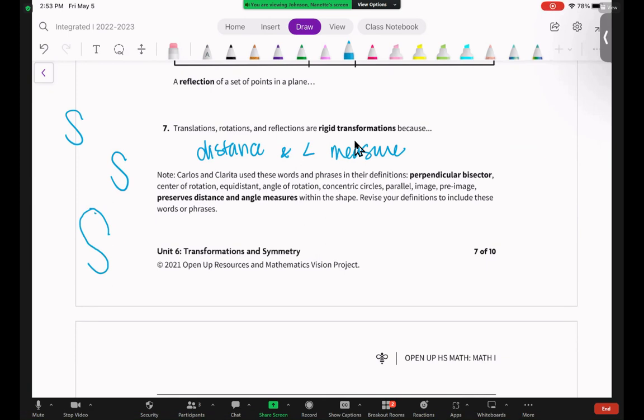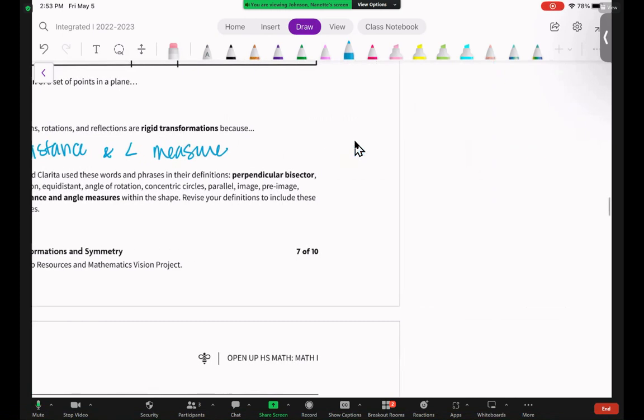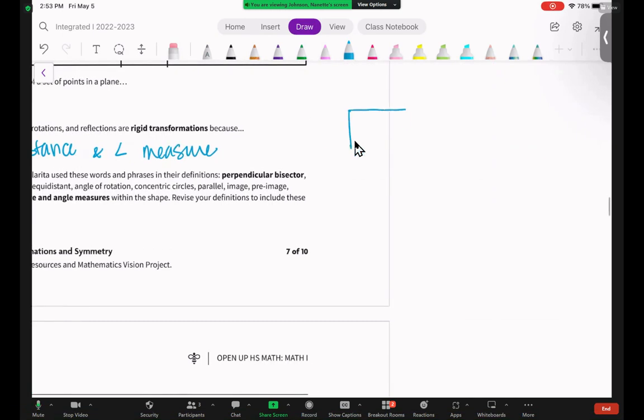Or if I was translating a rectangle here, and all of a sudden I translate it, and now it looks like, I don't know, like a parallelogram, right? That's not a translation because it's not preserving the angle measurements. Okay.